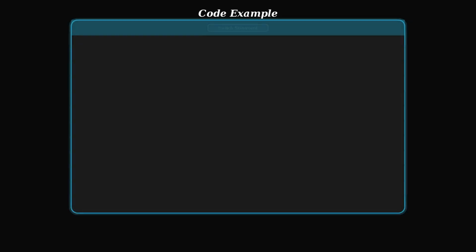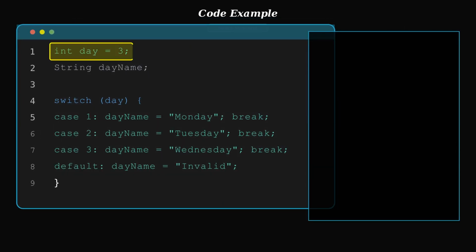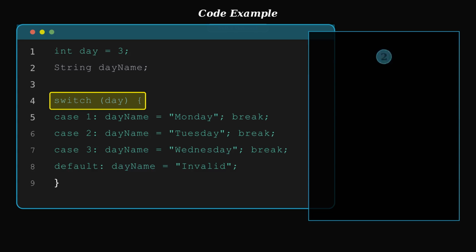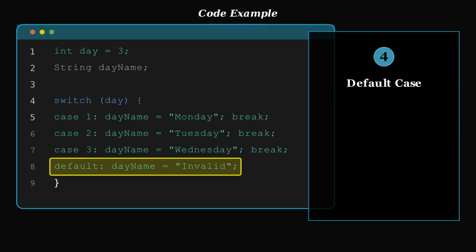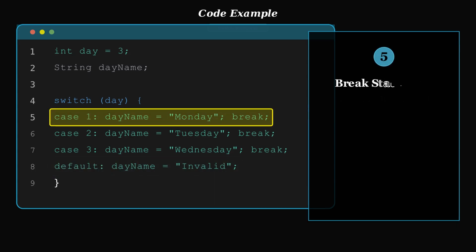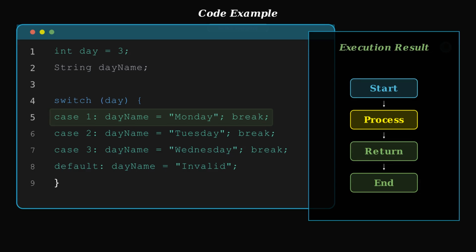Let's see how to implement switch statement in code. Here is the implementation. Define variable, set day value to test. Switch statement, evaluate variable value. Case match, handle specific value. Default case, handle unmatched values. Break statement, exit switch block. Now let's see the output of this code.